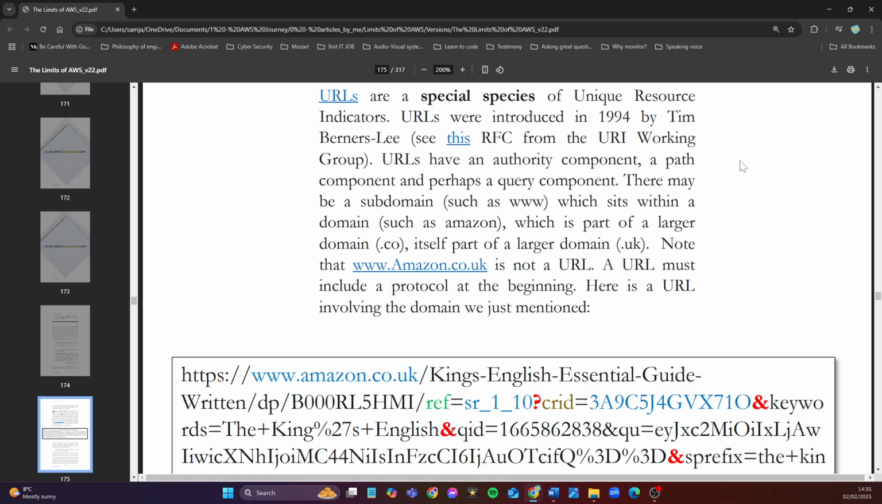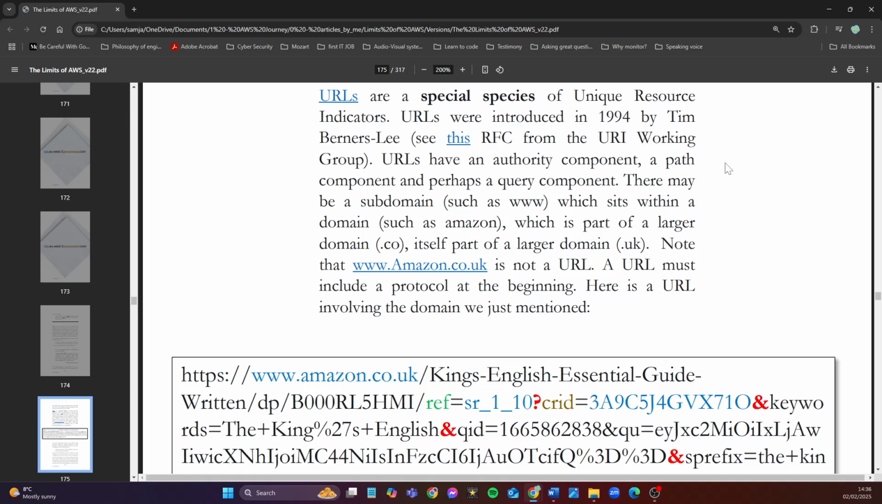URLs have an authority component, a path component, and perhaps a query component. There may be a subdomain such as www, which sits within a domain, like Amazon, which is part of a larger domain, .co, and you might have .co.uk. Again, the UK is larger than co. Note that www.amazon.co.uk is not a URL. A URL must include a protocol at the beginning.